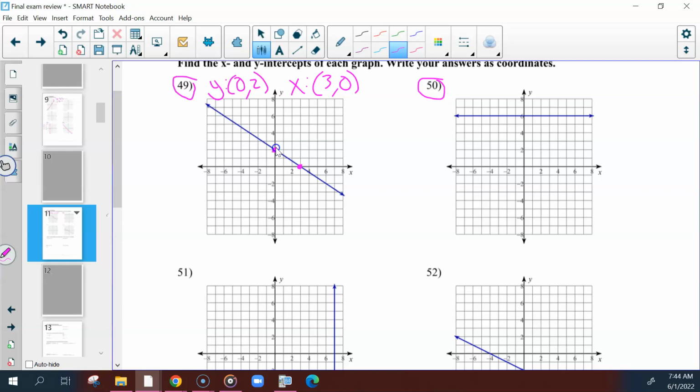For 50, this has a y-intercept, but it does not have an x-intercept. So for our y-intercept, we would say 0, 6. For our x-intercept, we would say none, or doesn't exist, any of those. What we cannot say is 0, because that would mean there's an x-intercept at 0, and that is not the case. Questions on those two?